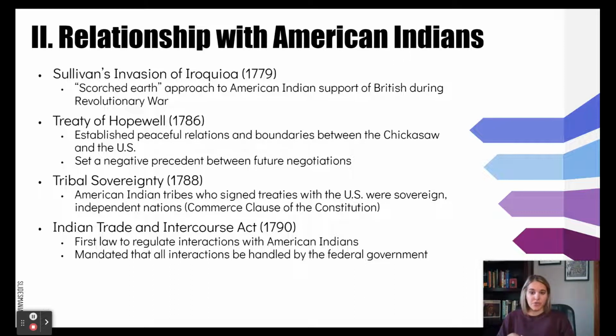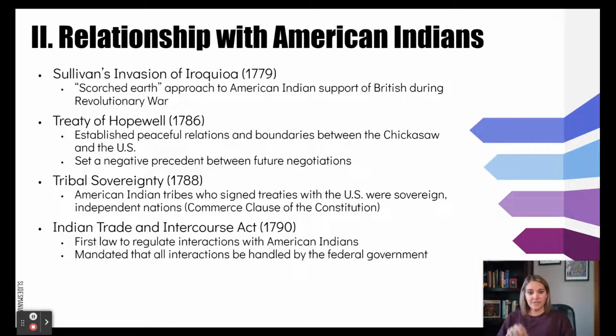In the years following the Revolutionary War, there's a series of treaties and laws that characterize the future relationship with various American Indian tribes. So the Treaty of Hopewell was an important negotiation that established peaceful relations and boundaries between the Chickasaw and the U.S. However, other Native American tribes did not recognize this treaty because they were not part of it. And so it ends up setting a negative precedent where it allows for the U.S. government to make changes, ignore the treaty, and so it leads to some contentious issues in the future.